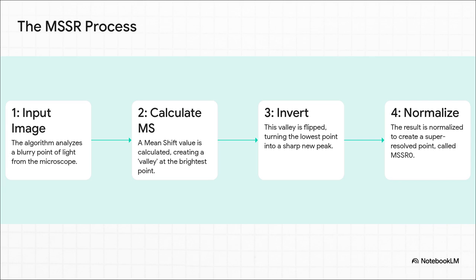Second, and this is the genius part, instead of pointing to the center, the math creates a map where the brightest part of the blur gets the lowest value. It creates a mathematical valley or dip. Third, it just flips that valley upside down. The lowest point instantly becomes the highest point of a new, super sharp peak. Finally, it just cleans that up, and boom, you've got a super resolved point of light.